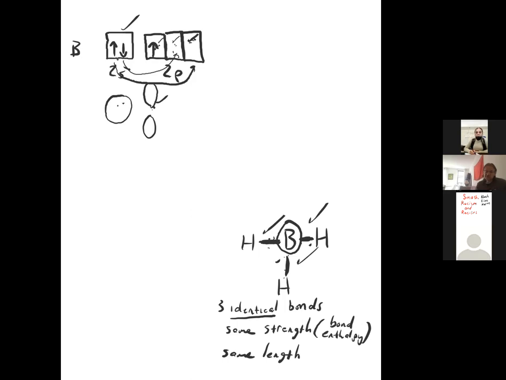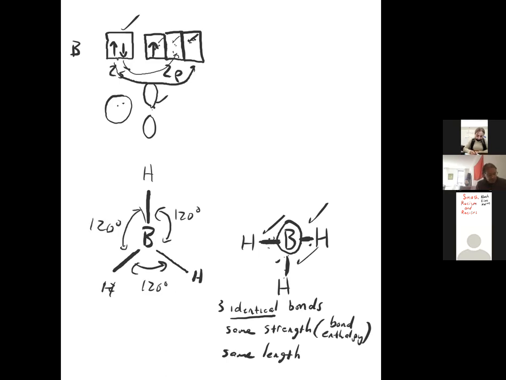Furthermore, here's one more piece of evidence. What we know about boron is that not only are the bonds identical, they are 120 degrees apart from each other. This is known. This can be measured. And if it was using all three of these orbitals, they would be 90 degrees apart, right? These are all 90 degrees. So there's no way that it's using just p orbitals.